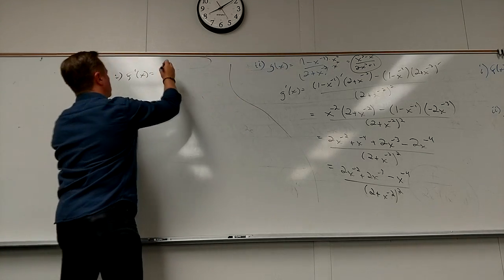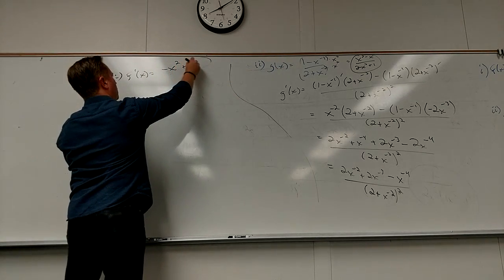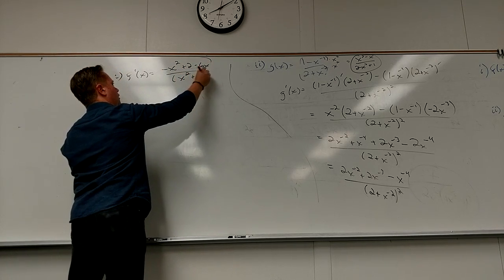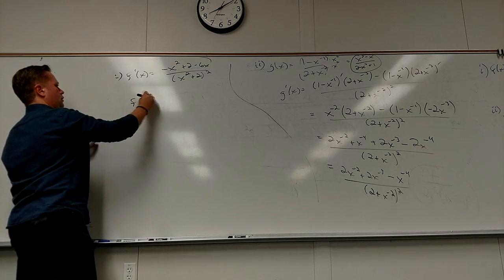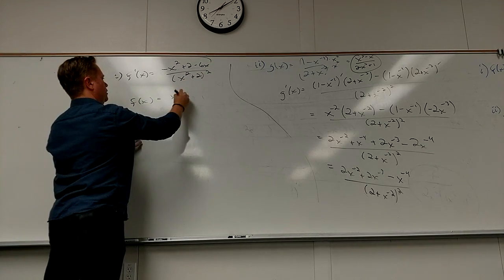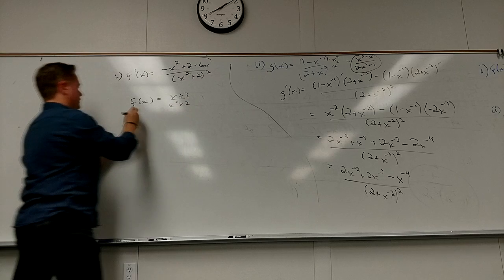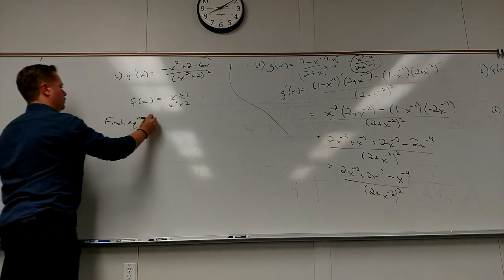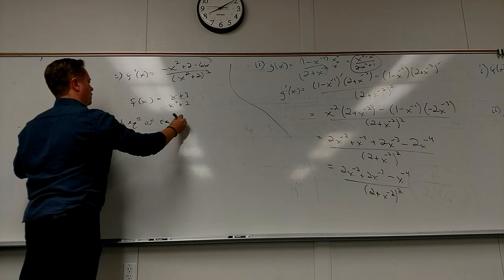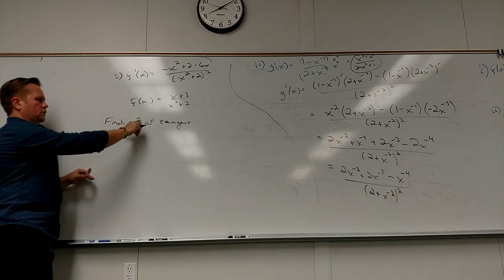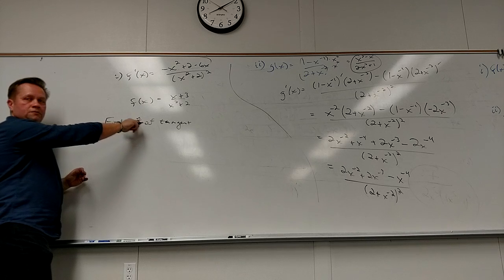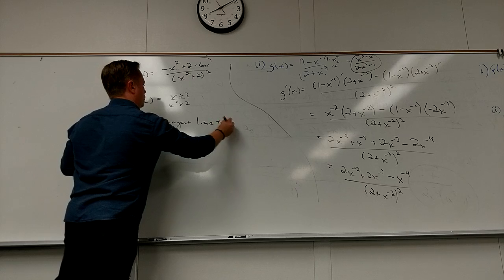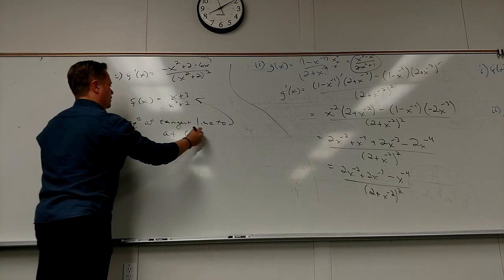Negative x squared plus 2 minus 6x over x squared plus 2 squared. This came from the function x plus 3 over x squared plus 2. So what if I said find the equation of the tangent? By the way, I think I've done this a few times. Everybody cool with it? It's a quick way to write equation of the tangent line at -3, 0.